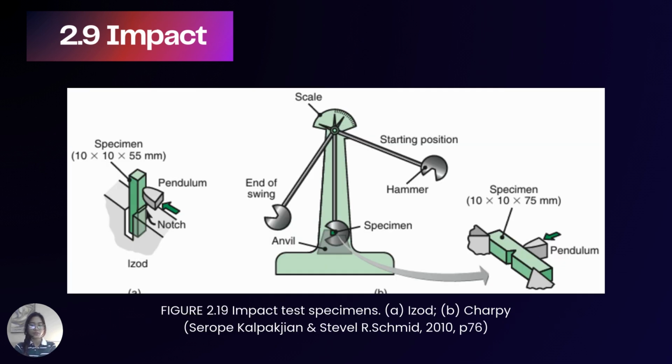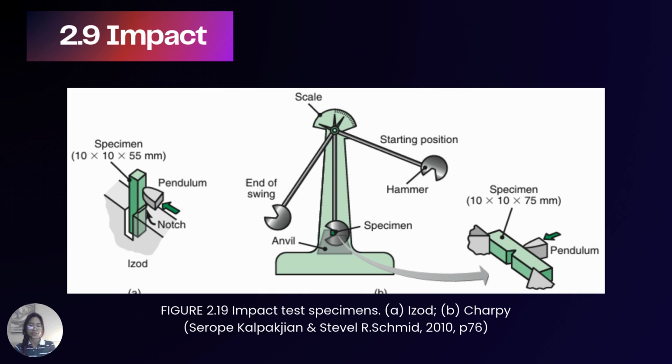The two most common methods are the Charpy test and the Izod test. In the Charpy test, a notched specimen is supported horizontally like a beam and struck in the center by a swinging pendulum. In the Izod test, the specimen is clamped vertically and the pendulum strikes near the top. The machine measures the loss in potential energy of the pendulum before and after striking, which tells us how much energy the specimen absorbed before fracture.